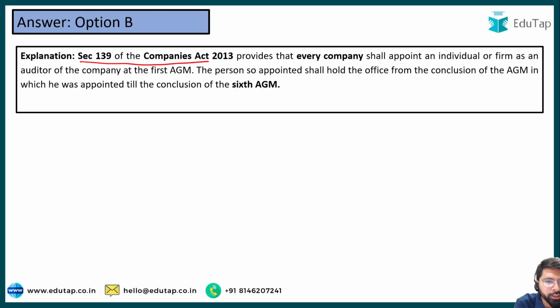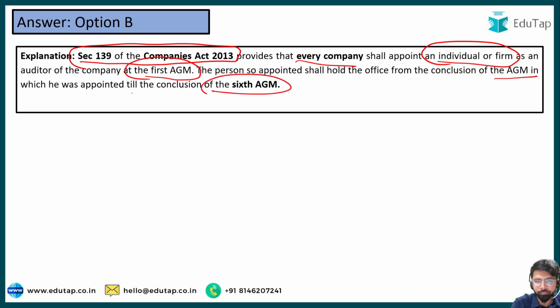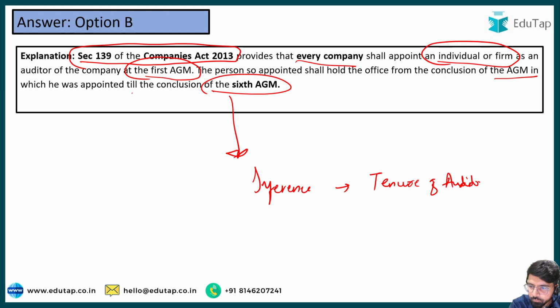See, section 139 of the Companies Act deals with this particular provision, where it states that every company shall appoint an individual or a firm as an auditor of the company at the first AGM, and the person so appointed shall hold the office from the conclusion of the AGM in which he was appointed till the conclusion of the 6th AGM. So one important inference can be drawn from here. The inference is that the tenure of the auditors is 5 years, friends, 5 years.